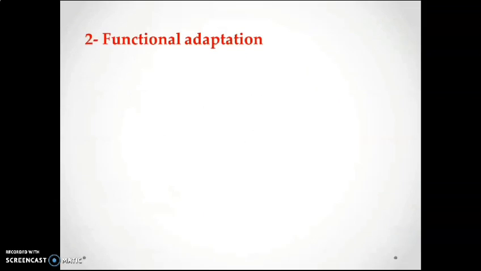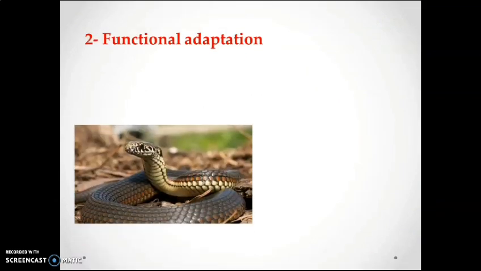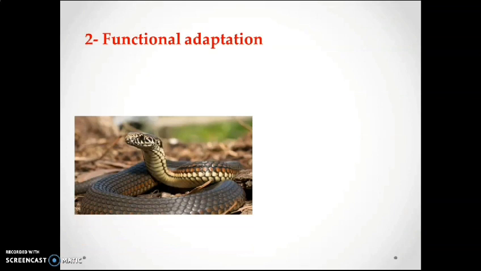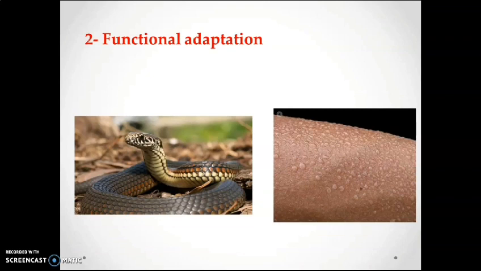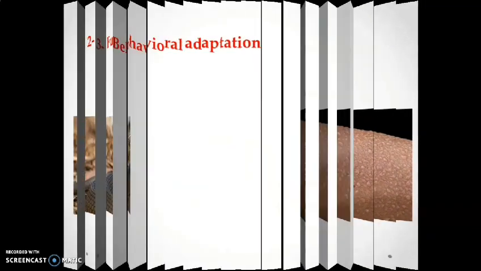The second type is functional adaptation, like secreting poison in snakes, and secreting sweat in humans in case of high temperature.